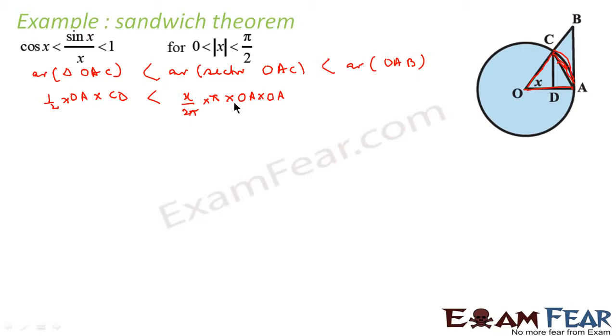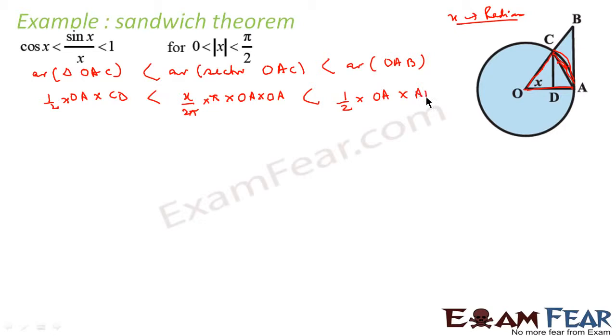This angle into pi r square. This angle is x by 2 pi into pi r square, because x is in radian actually, not in degree. So x by 2 pi is for the whole thing, 360. So that's the formula of any sector with an angle x radian. So the area is x by 2 pi into pi into OA into OA, and the area of this triangle OAB is nothing but 1 by 2 into OA into AB.